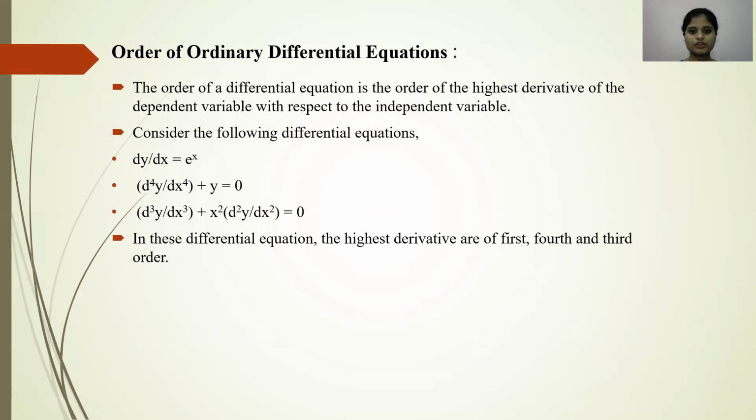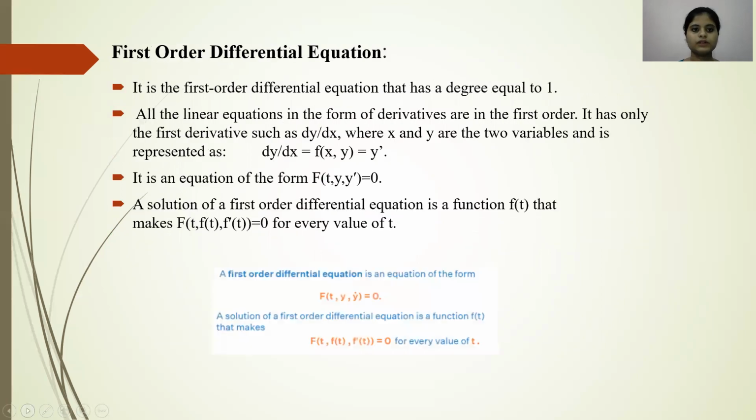The order of a differential equation is the order of the highest derivative of the dependent variable with respect to the independent variable. Here are some examples of differential equations. In these differential equations, the highest order of the derivative are of first, fourth, and third order. First order differential equation. It is the first order differential equation that has a degree equal to 1. All the linear equations in the form of derivatives are in the first order.